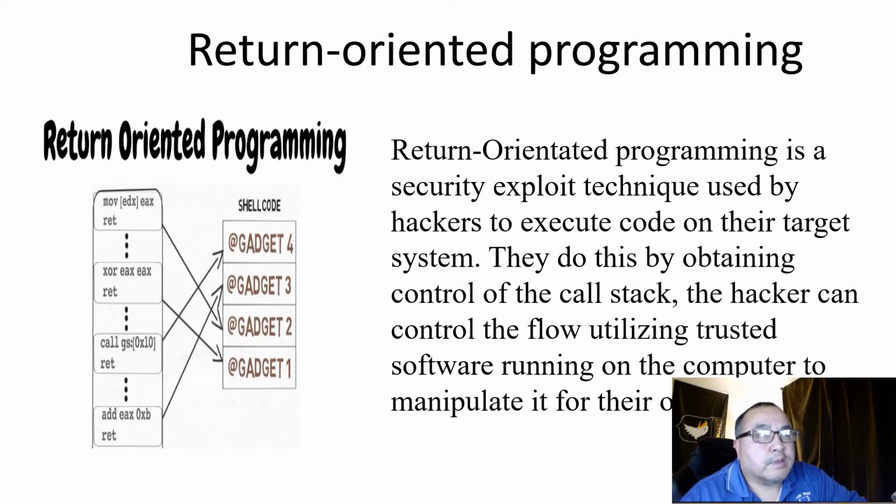Return-oriented programming is an exploit used by hackers that can execute code in the presence of security defenses such as executable space protections and code signing. They do this by obtaining control of the call stack, and the hacker can control the flow, utilizing trusted software running on the computer to manipulate it for its own use.